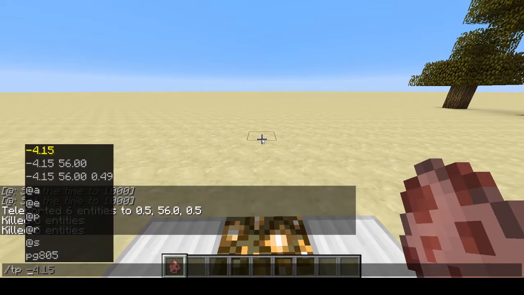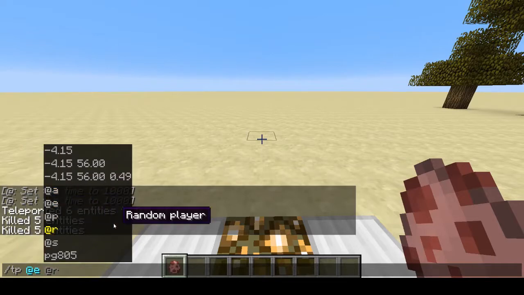So the teleport command takes 3 arguments. The first argument is going to be who you want to teleport. We talked about target selectors in the last video. You can tell the first argument is going to be targets. So you're going to want to use a target selector based on who you want to teleport.